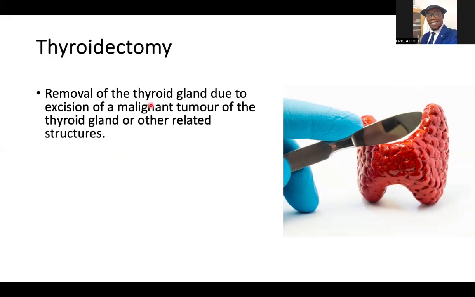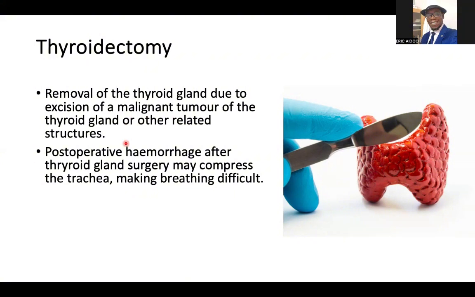So removal of the thyroid gland due to excision of a malignant tumor of the thyroid gland or other related structures. And sometimes there can be issues post-operatively. So post-operative hemorrhage after thyroid gland surgery may compress the trachea. Okay, the hemorrhage can compress the trachea, making breathing difficult.